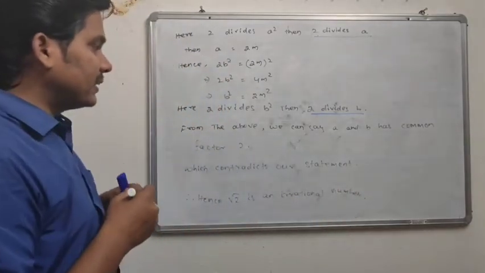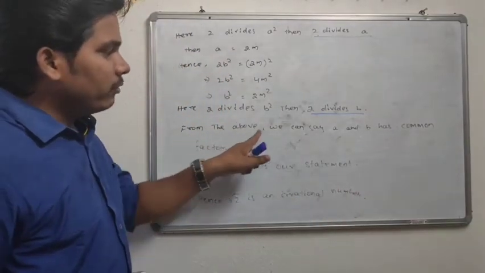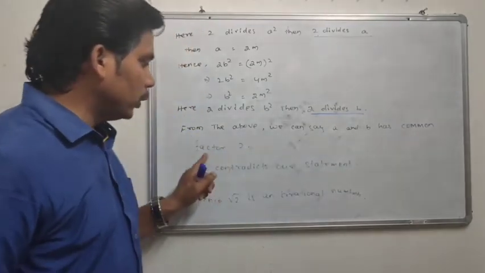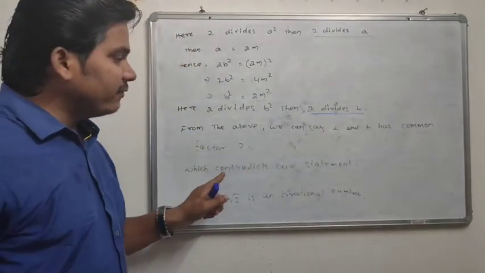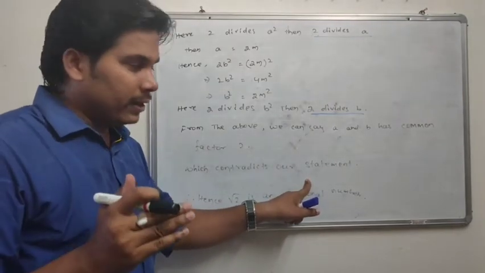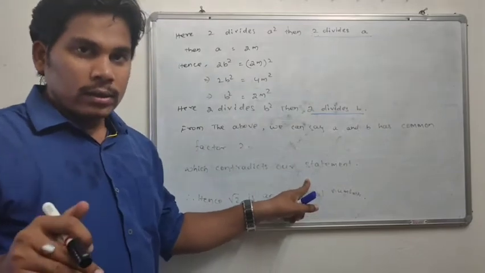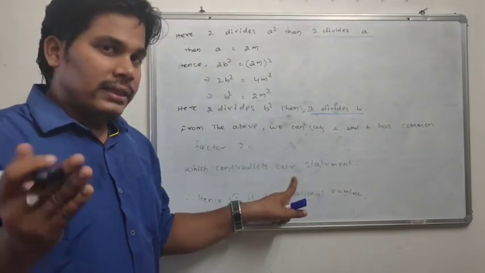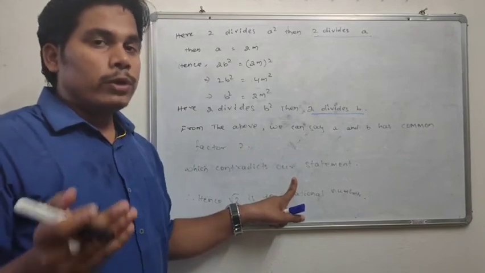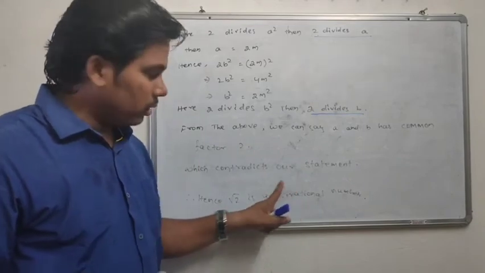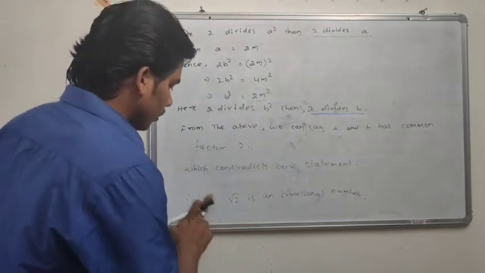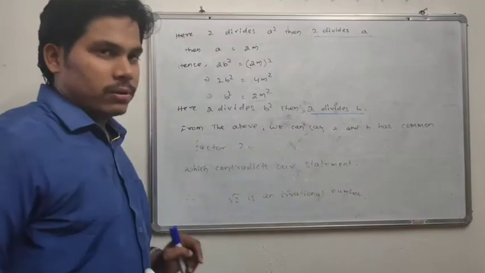Okay, what I said, from the above we can say a and b have common factor 2. That means which contradicts our statement. Which statement? Root 2 equal to a by b is the statement which is wrong. And if a by b is wrong, then root 2 equal to r by s is also wrong. If root 2 equal to r by s is wrong, then root 2 is a rational number is also wrong. Then we can say hence, therefore, root 2 is an irrational number. Okay.